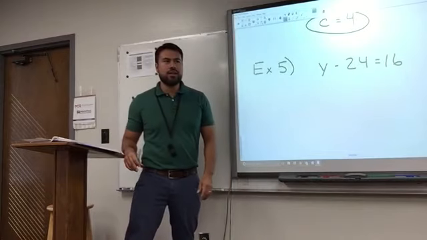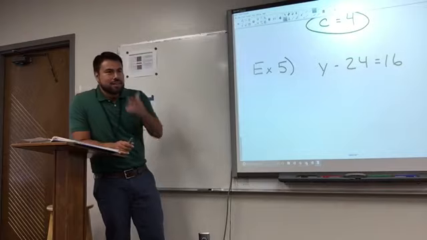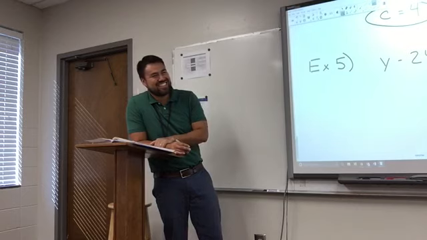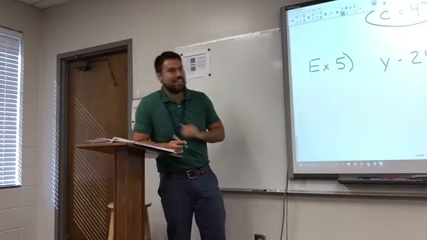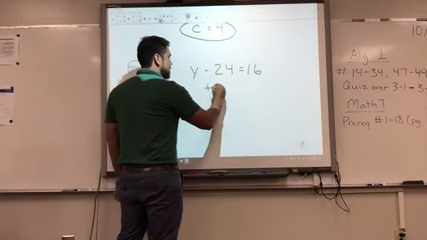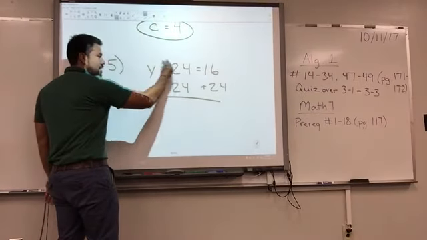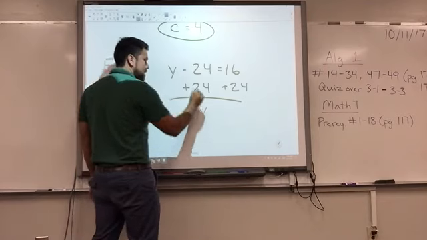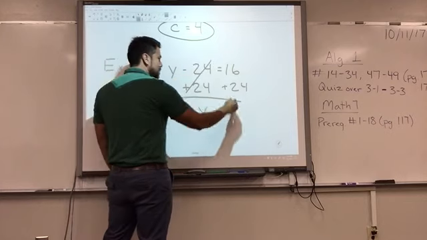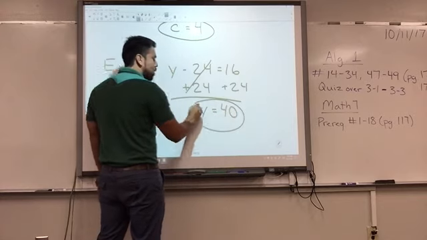What do I have to do to solve for y? Jack. Okay, you have to add 24 to 16. Good. Add it to both sides. What are you left with on the left side? Y. Because negative 24 plus 24 cancels itself out. What's 16 plus 24? 40. Okay, this is part of your answer.